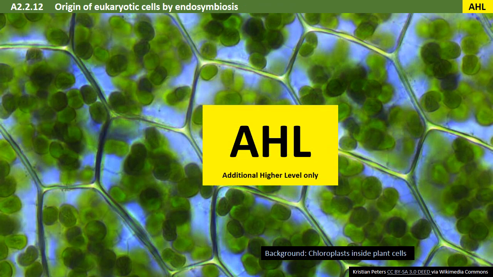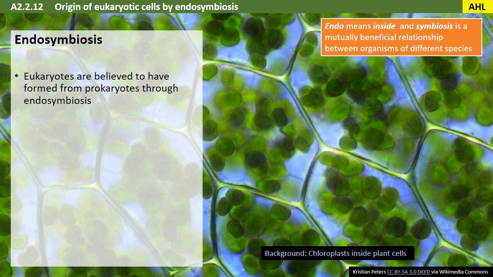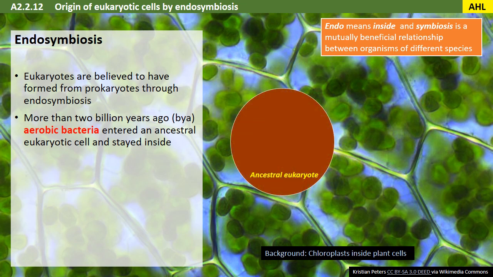Now we are moving to higher level territory. Endosymbiosis. Endo means inside, and symbiosis is a mutually beneficial relationship between organisms of different species. So kind of a win-win situation. Eukaryotes are believed to have formed from prokaryotes through endosymbiosis. More than 2 billion years ago, aerobic bacteria entered an ancestral eukaryotic cell and stayed inside.